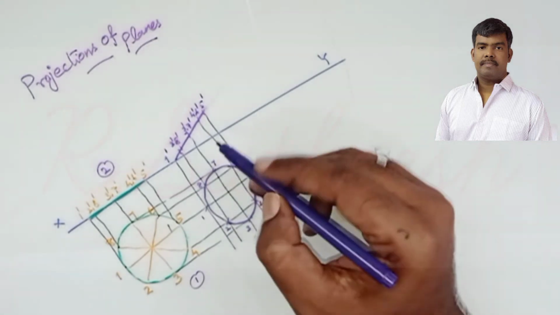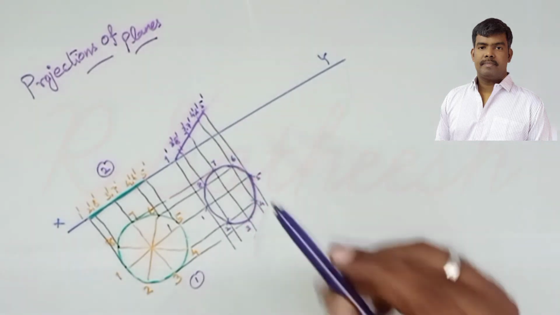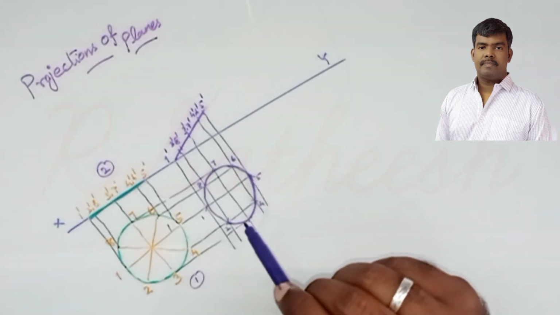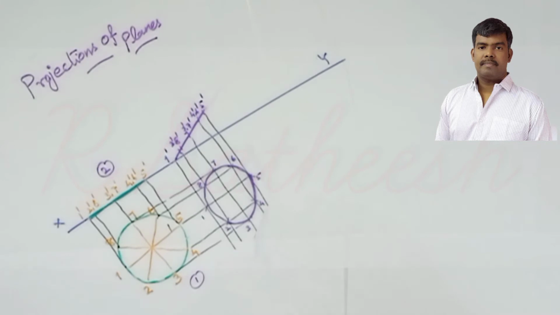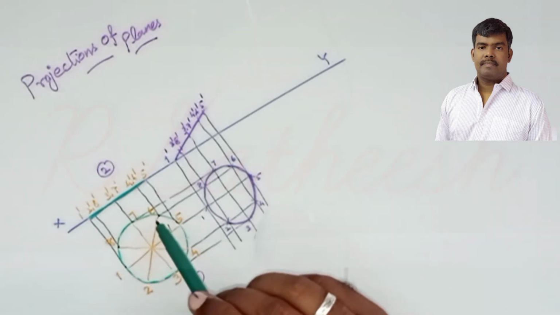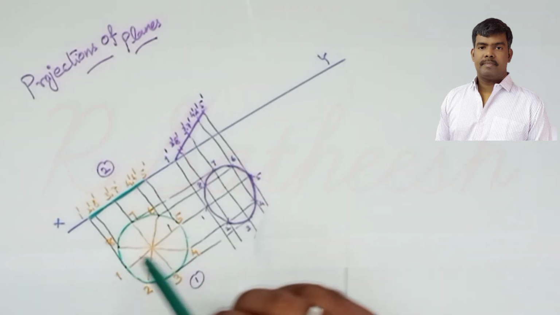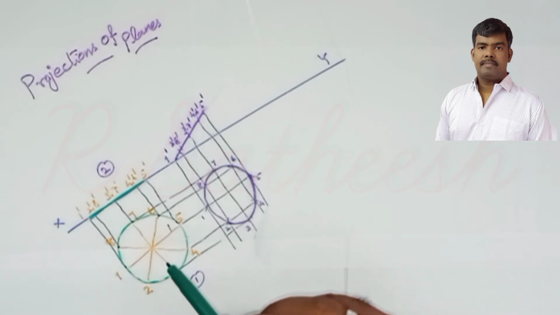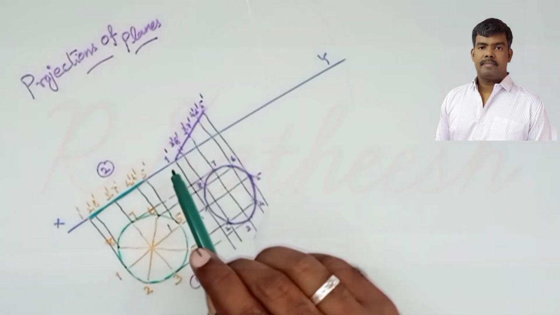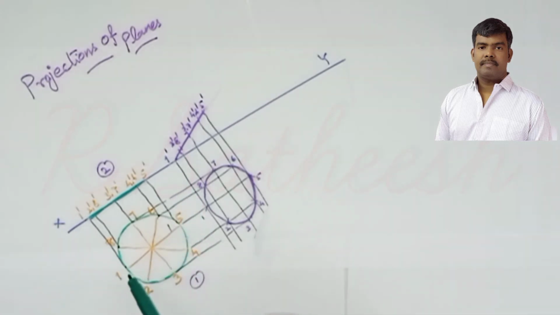Now the plane is inclined how much angle? 45 degree inclined to HP. And the next condition, inclined to VP: the diameter through the point on which the plate lies on HP appears to be 45 degree inclined to VP. So which point lies on the diameter? 1, 2, 3, 4, 5, 6, 7, 8 points. So 1, 5 is a diameter, 2, 6 is a diameter, 3, 7 is a diameter, and 4, 8 is a diameter. Clear? In this case, which point lies on HP? Number 1 lies on HP.